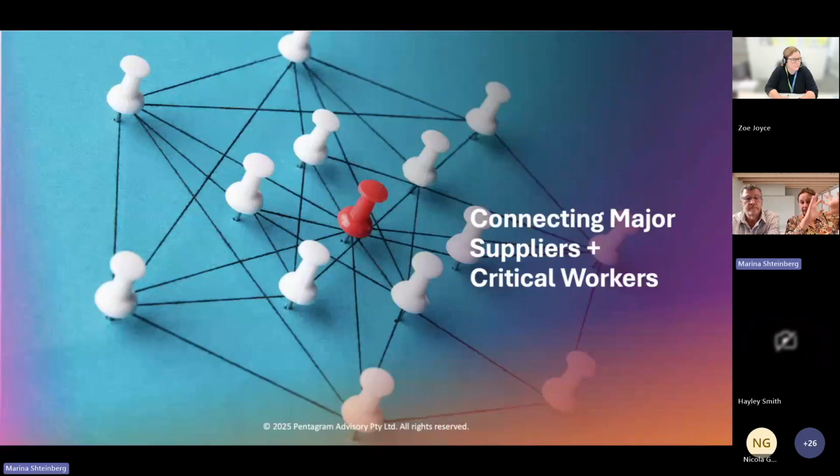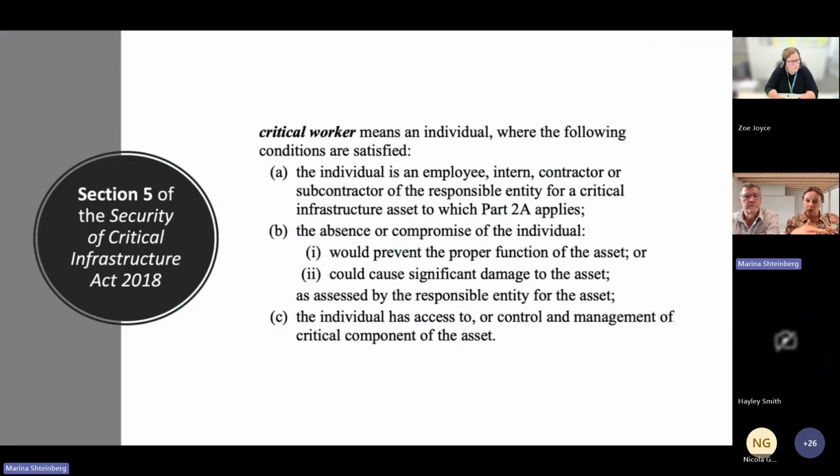So basically within this first part, it's very quick instructions on how to approach identification of your major suppliers and categorization of them based on risk. Next thing is within the SOCI Act, there is a requirement to identify critical workers, conduct pre-employment screening, and ensure their ongoing suitability with their access to those critical assets.